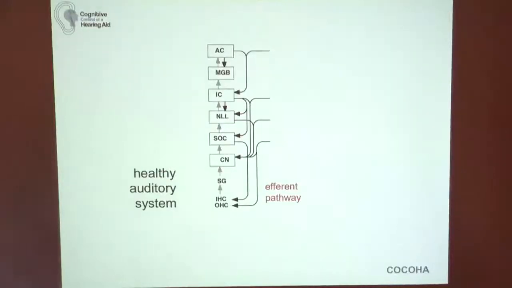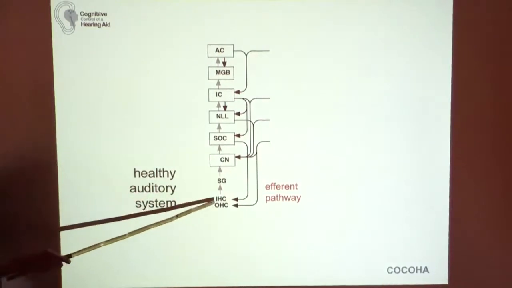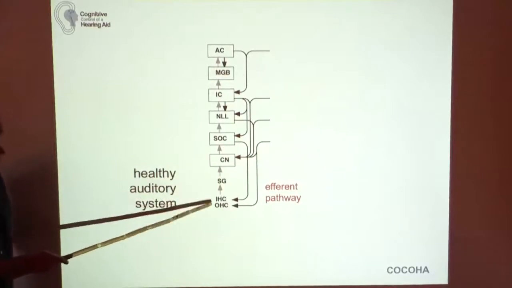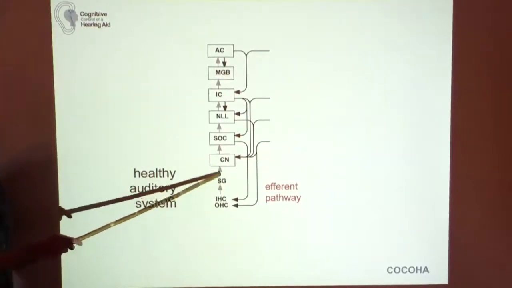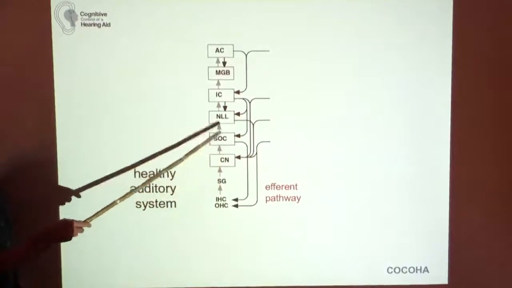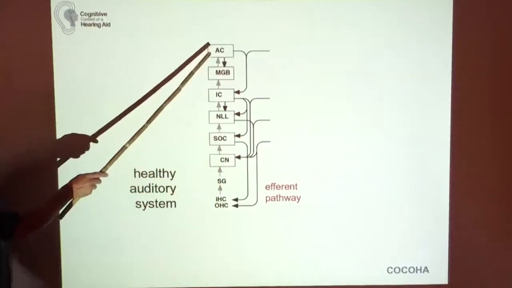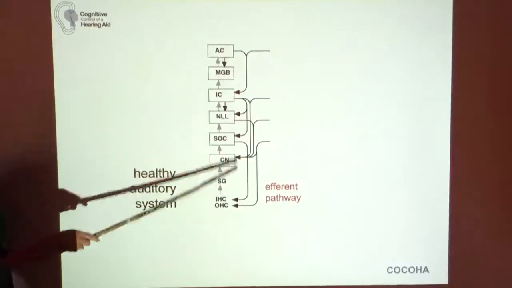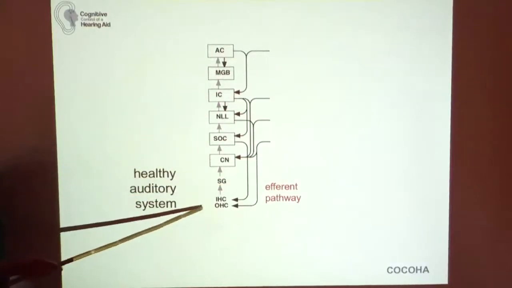Okay, so just as a metaphor of what we're trying to do, this is a schematic of the healthy auditory system. So you have the cochlea that many people have been talking about, inner hair cells, outer hair cells. The signals go up through a chain of cochlear nucleus and so on up to the cortex. And of course, there are lots of pathways going back down. So this is in the healthy system.